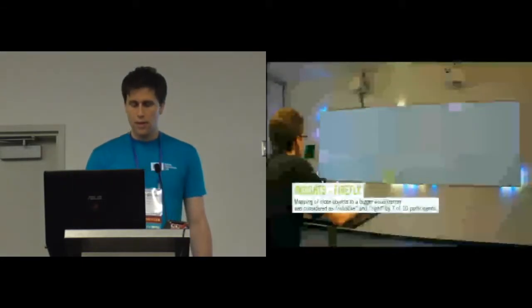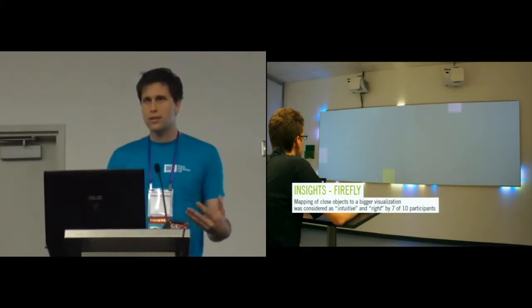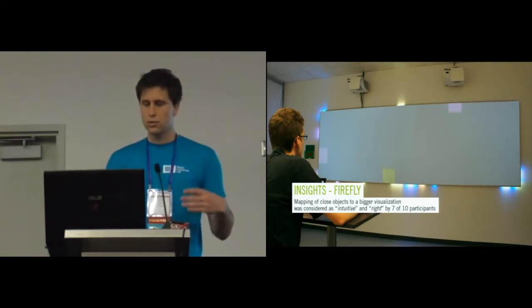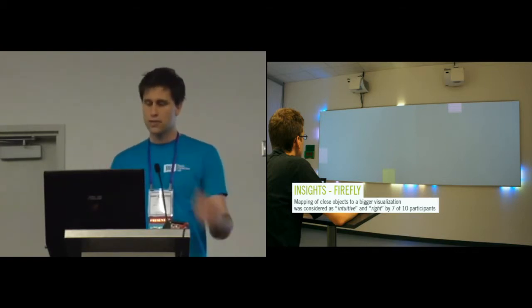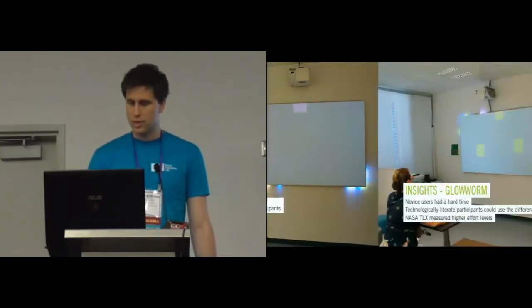And this comes down mostly to the people who said that they had an easy time mapping larger objects as closer objects and smaller notifications as further objects. So this was considered quite right by many of the participants.